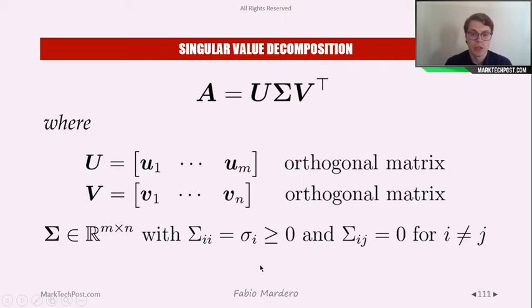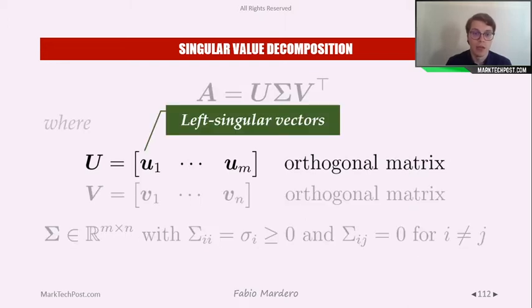But these three matrices are particular. U and V have column vectors that are orthogonal, so each is an orthogonal matrix. The sigma is an m times n matrix, but it has on the diagonal the sigma values, which are equal to or greater than 0, and elsewhere from the diagonal the elements are equal to 0.